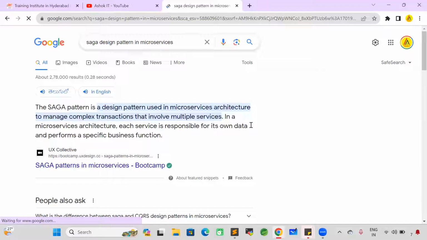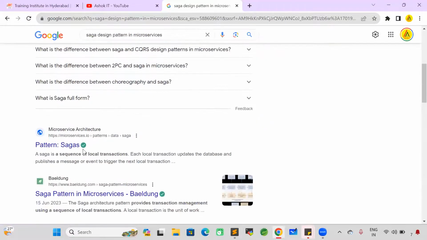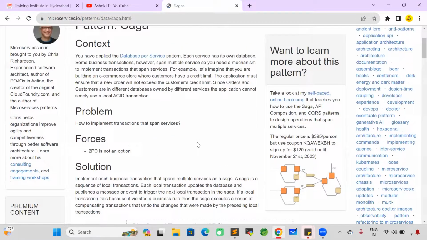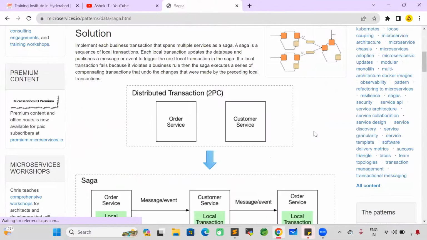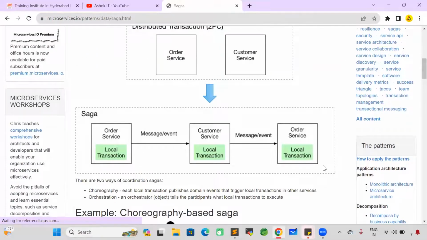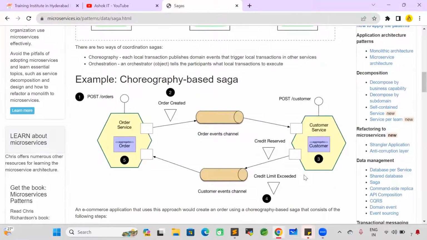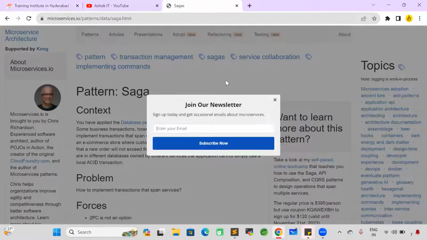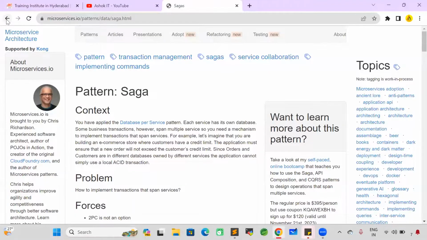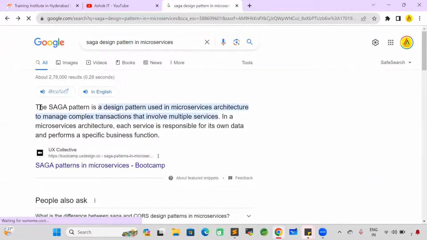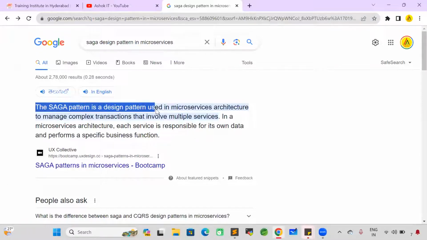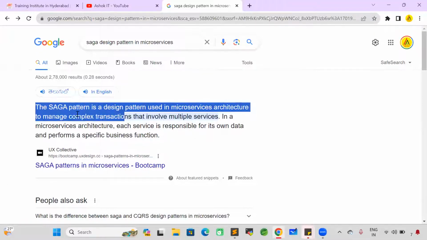There are n number of links available. Microservice architecture patterns: SAGA. What is the problem with the existing approach and what is the solution that we are going to get by using SAGA? So you see here, they have given some information related to what a SAGA is. The SAGA pattern is a design pattern used in the microservices architecture to manage complex transactions that involve multiple services.